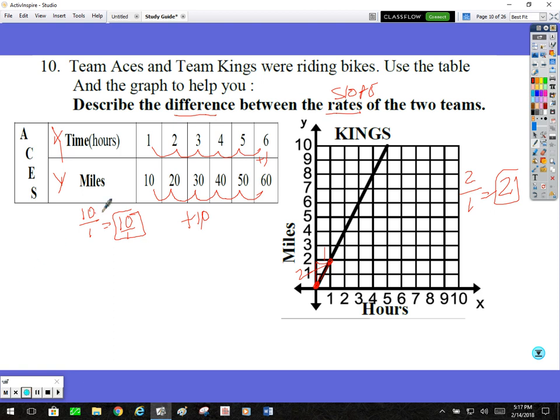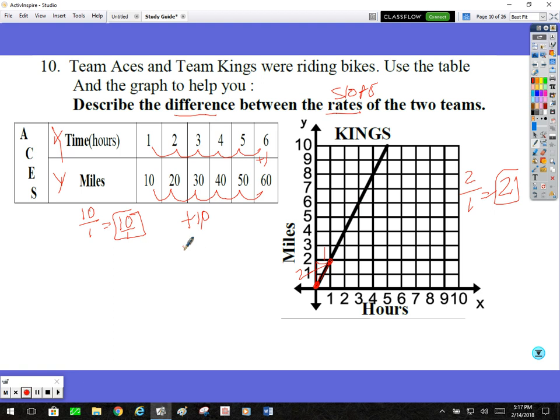Well, another one I could look at, if I'm looking at the word difference, I'm thinking subtraction. So I might say Team Aces is traveling 10 miles per hour. Team Kings is traveling 2 miles per hour. So that's a difference of 8 miles per hour. So Team Aces is traveling 8 miles per hour faster than Team Kings.